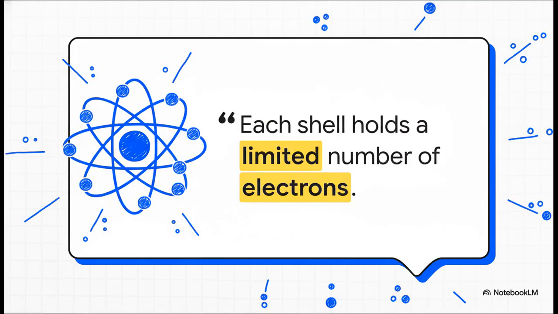And here is one of the most important rules in all of science. These shells have capacity limits. The first shell, the one closest to the nucleus, can only hold 2 electrons. The shells further out can hold more. This one simple rule is absolutely everything. It's the entire basis for all of chemistry. It dictates how atoms connect with each other.